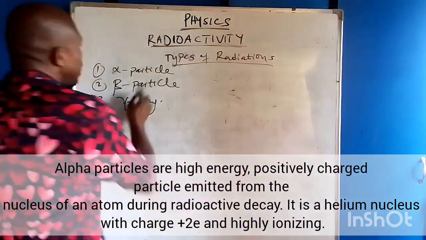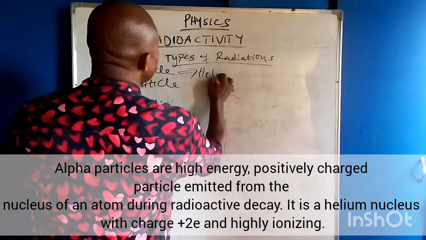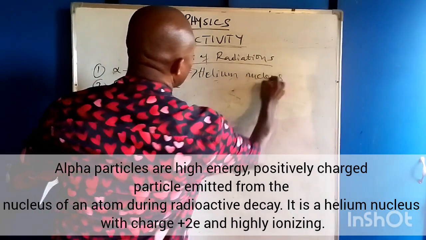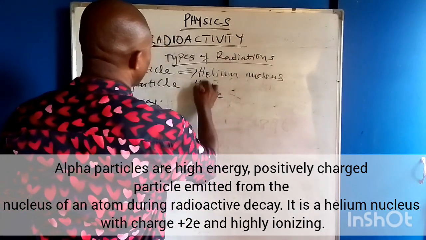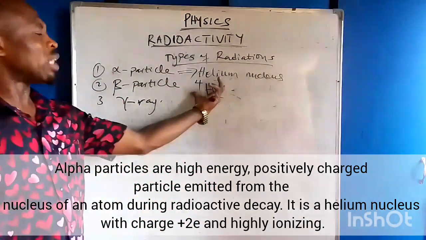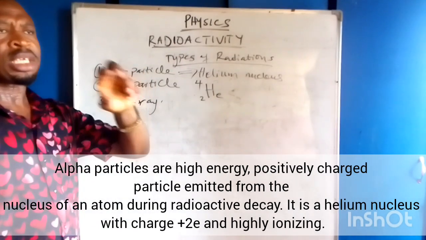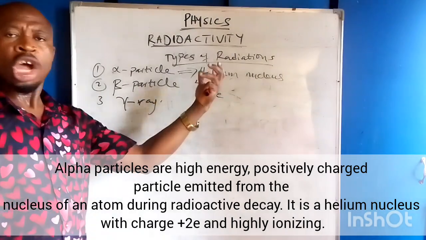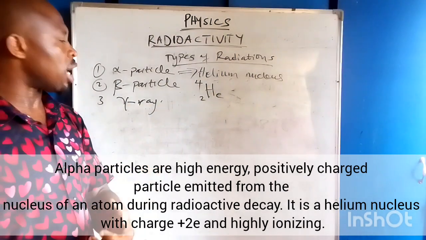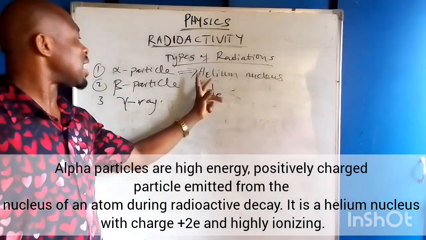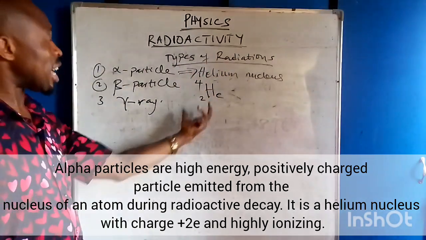So with this we say it is positively charged and high energy. This alpha particle is a helium nucleus, represented with the chemical symbol He, mass number 4, atomic number 2. What it means is that if an element emits an alpha particle, it emits a helium nucleus. Of course, there are scenarios where during radioactive decay, an element can emit 2, 3 or 4 alpha particles. In that case, you still represent it.